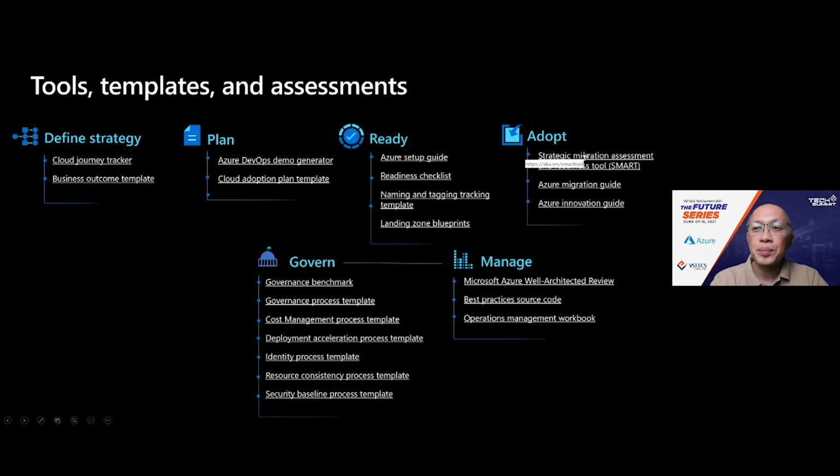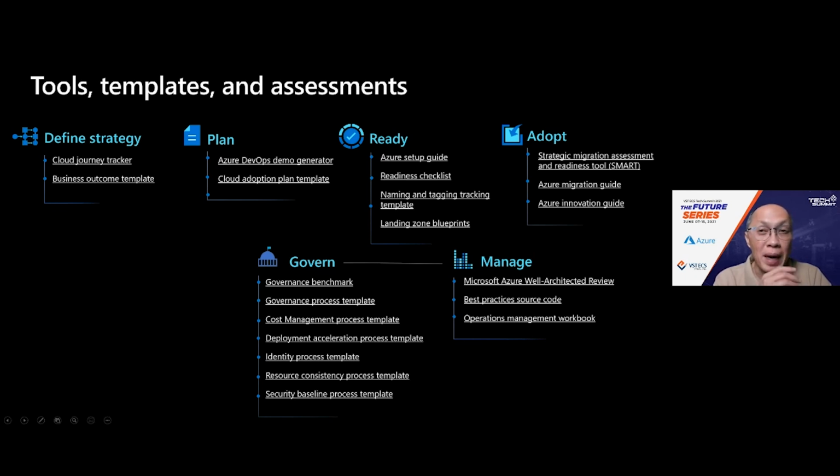There is, in the adoption phase, an assessment tool. There's even a migration guide and innovation guide. If you're looking at governance, benchmarks are there. Cost management process, right? Deployment, acceleration, identity, right? How do you govern identity to make sure that only authorized users are able to access the right resources?